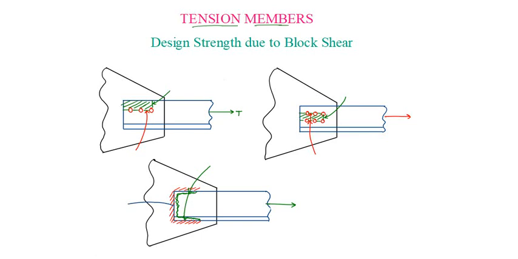Tension members design strength due to block shear failure. The various failure modes are shown in which this block gets separated, and along the load direction the plane is called shear plane, and whereas perpendicular to the load direction this plane is called as tension plane.